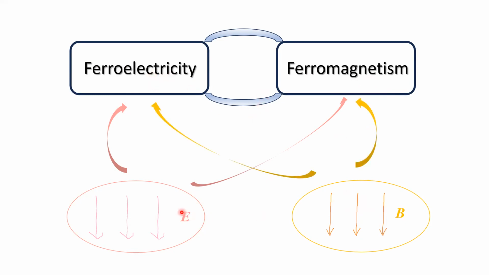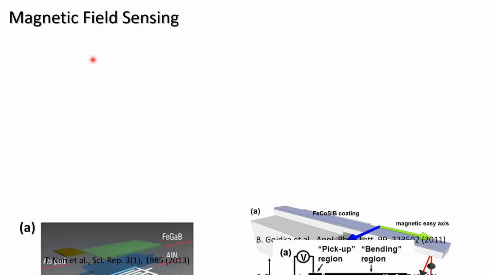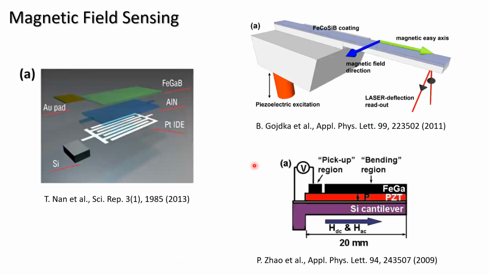This kind of property could have a lot of applications. One of the most interesting applications is magnetic field sensing. There are experimental examples that make multiferroic materials into sensors, and the sensors can sense the variation of the magnetic field. The key point is still magnetoelectric coupling, and here is an easy example.